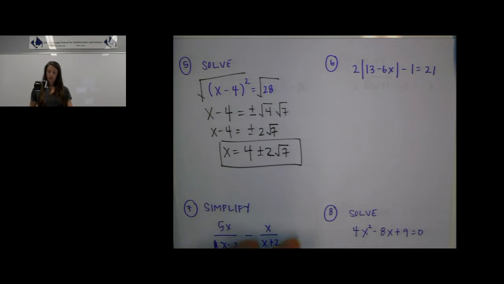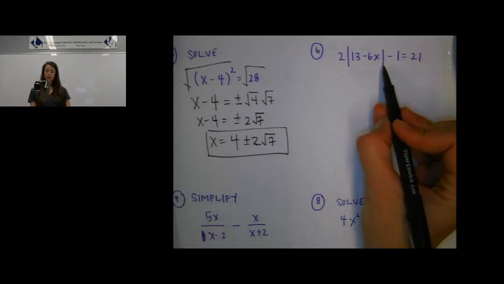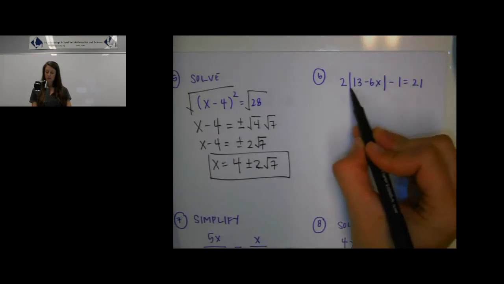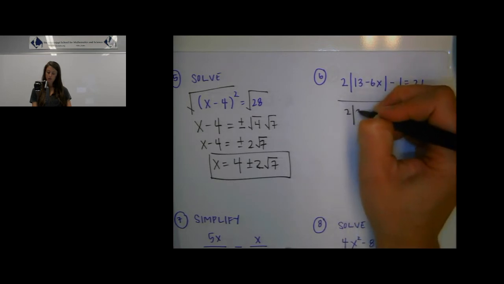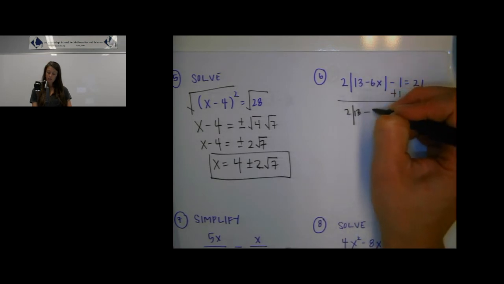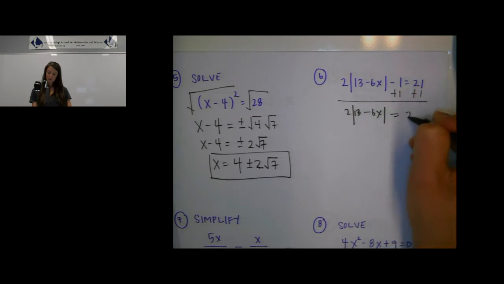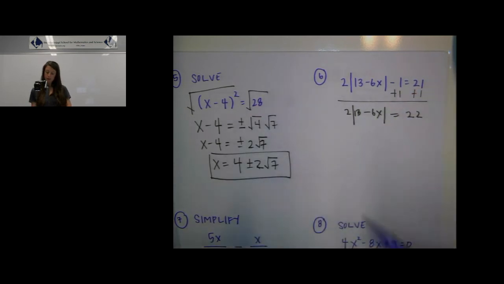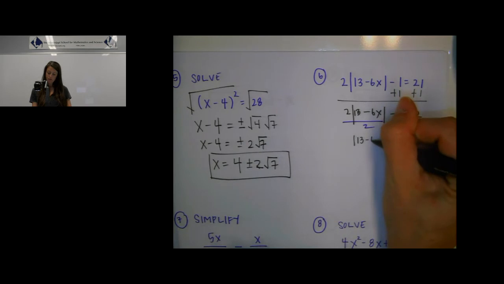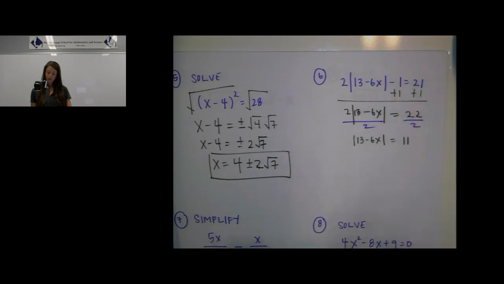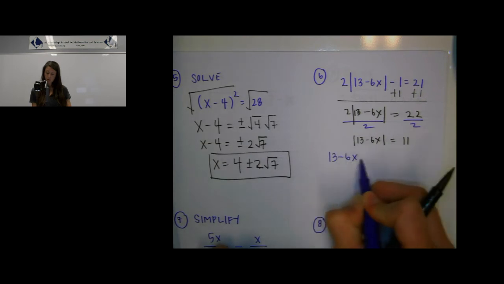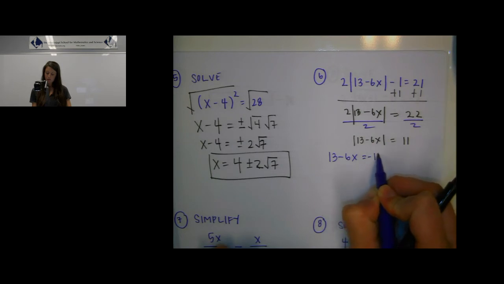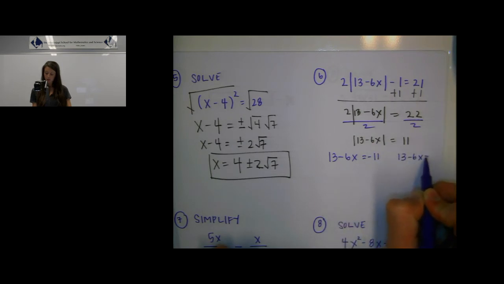Okay. This is an absolute value, so when you solve an absolute value, you have to get the absolute value by itself. So the first thing I want to do here is add 1 to both sides, so you'll have 2 absolute value of 13 minus 6x is equal to 22. You still don't have the absolute value by itself, so you're going to divide both sides by 2. So you're going to have the absolute value of 13 minus 6x is equal to 11. So now it's equal to a positive, so remember you're going to have 2 equations. So 13 minus 6x is equal to negative 11, and 13 minus 6x is equal to positive 11.